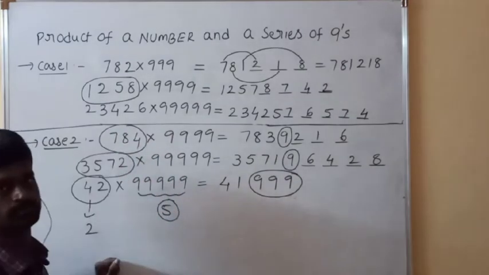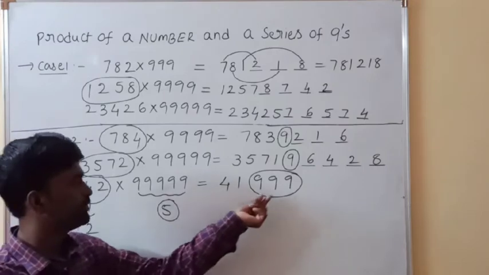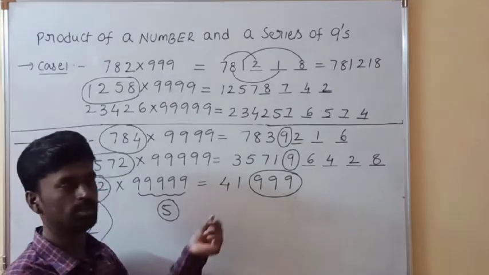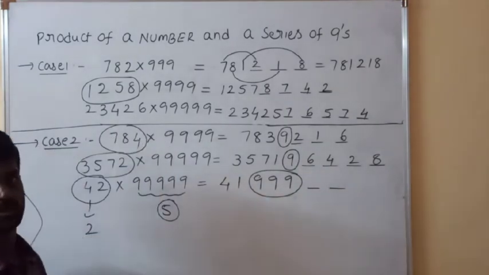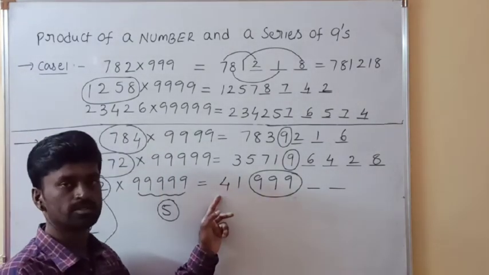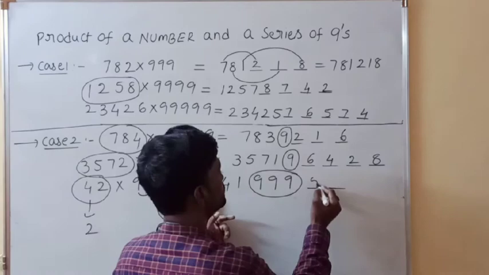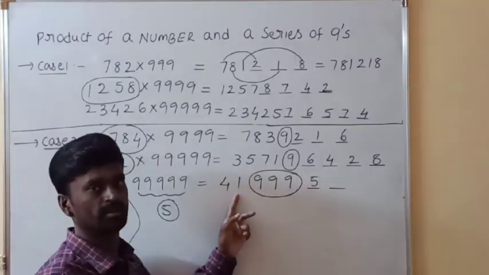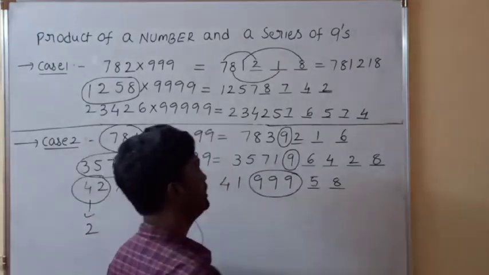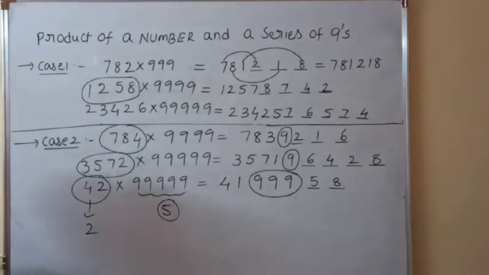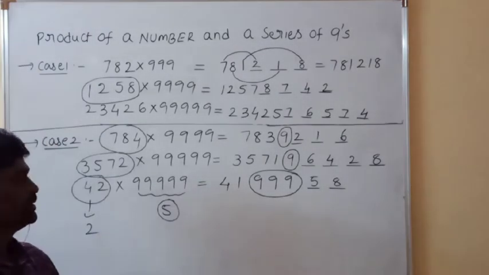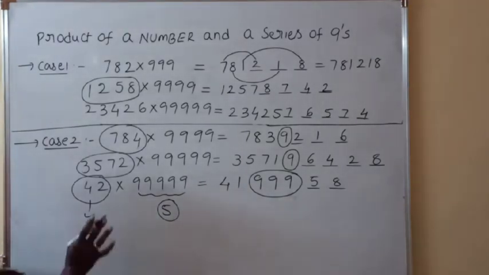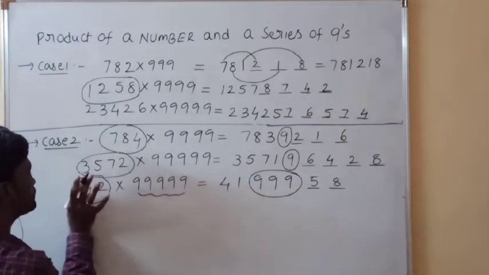Make it round. Okay. So now before these 9s, how many digits are there? 2 digits. After 9s also how many digits we need to get? Only 2 digits. Okay. Now 4 plus how much is 9? 5 only. Next 1 plus how much is 9? 8 only. So thus 42 into 99,999 is equal to what? 4,199,958.